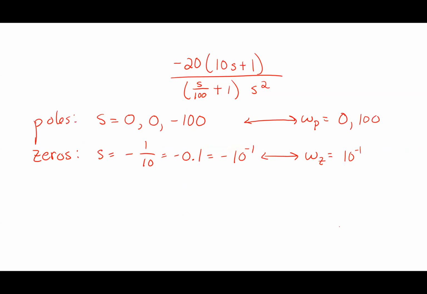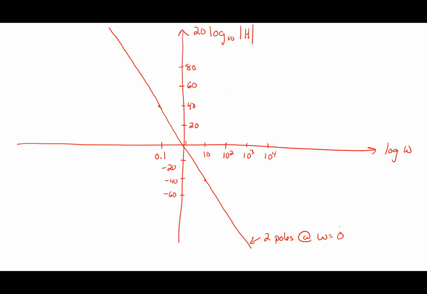What about the pole at omega equal to 100? How would I deal with him? What happens for frequencies below 100? Any ideas? 0. And then once I get to 100, he falls at 20 dB per decade. So 1 decade is 1,000. 2 decades is 10,000.